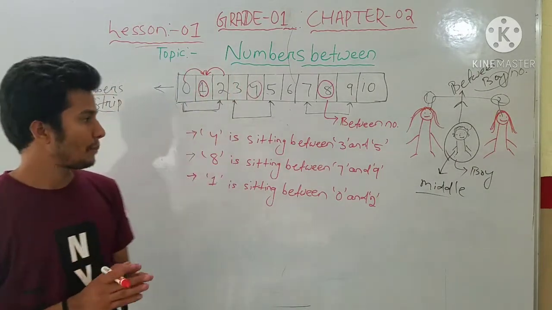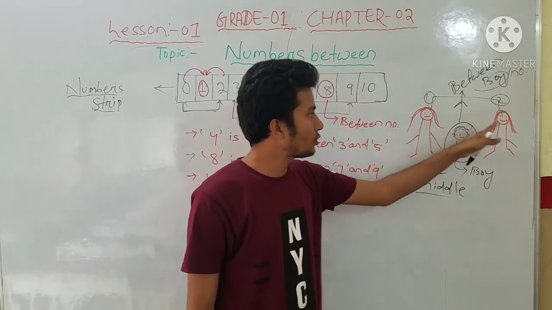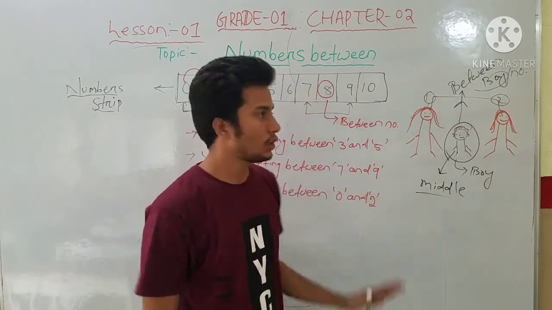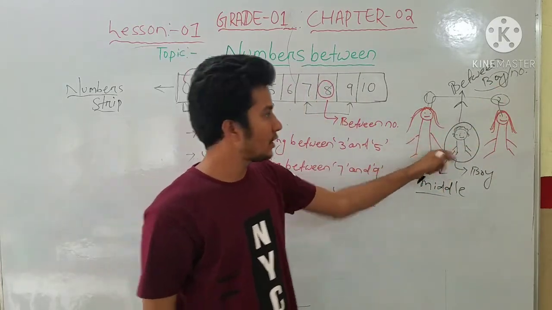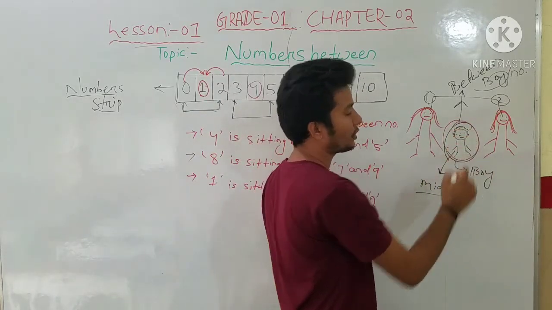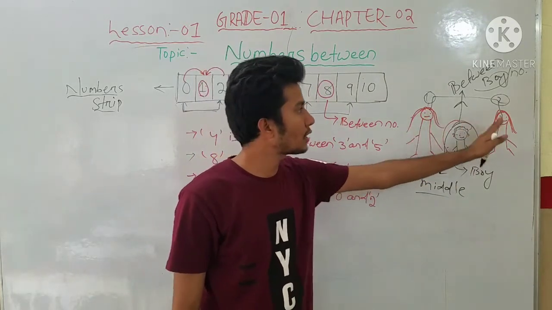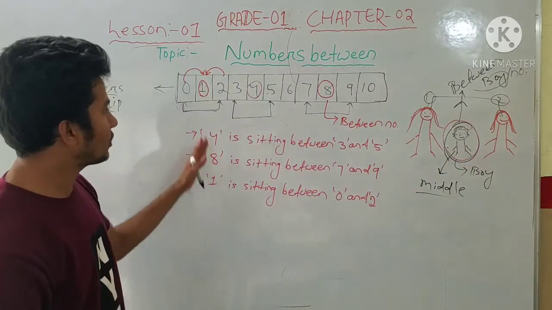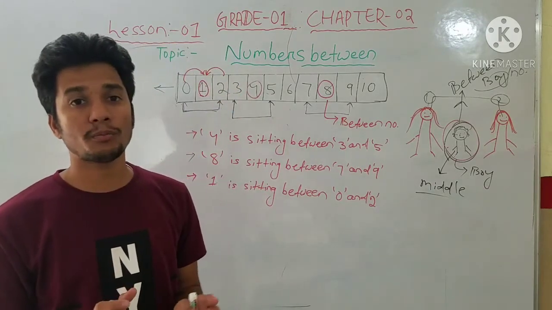Okay, understood students? As I explained about these two figures, between two girls, one boy is standing. That is called the between boy. So between two girls, that boy is standing. So this is the middle boy, in the middle position. So we can say between numbers. Or a boy is sitting or standing between the two girls. So that one we can say is the between boy. Like this, students, these are the between numbers, or we can say numbers between.